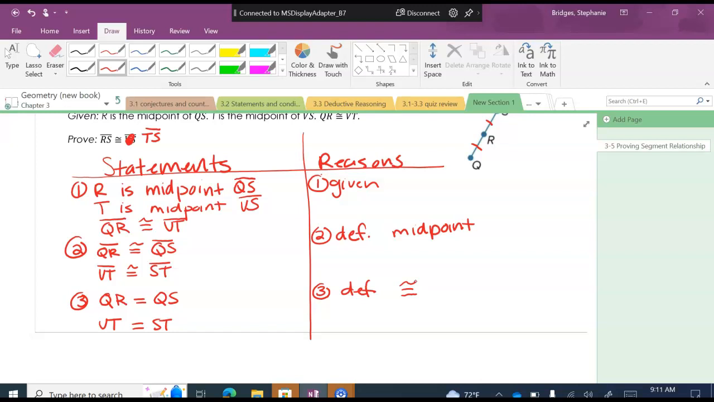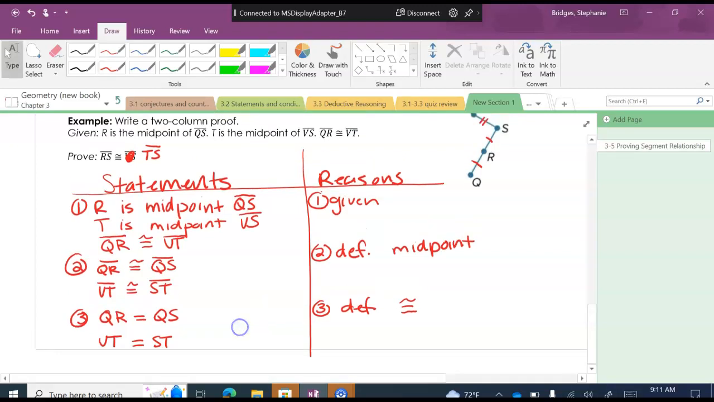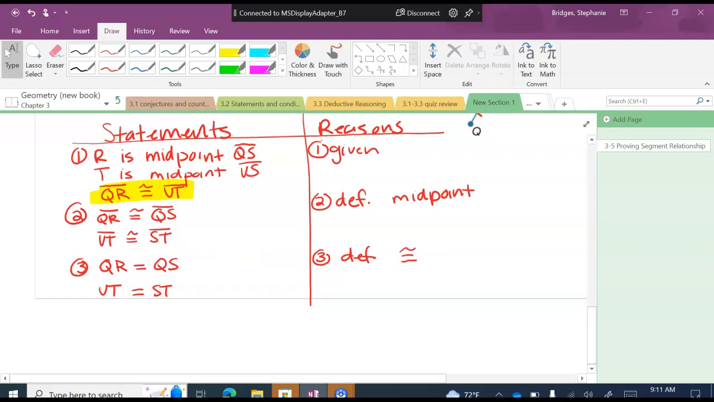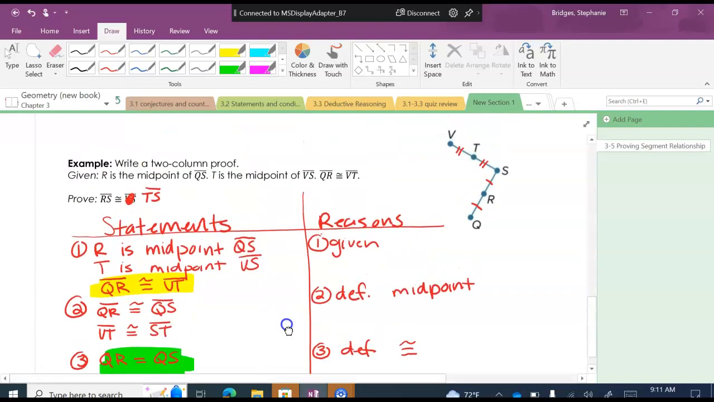Okay. All right. What other information do they give us? What two segments are congruent? I just highlighted it. QR and VT. All right. So look at this piece here. Well, not that piece because we can't replace. Let's look at this one. We know that, what am I trying to get to? RS?